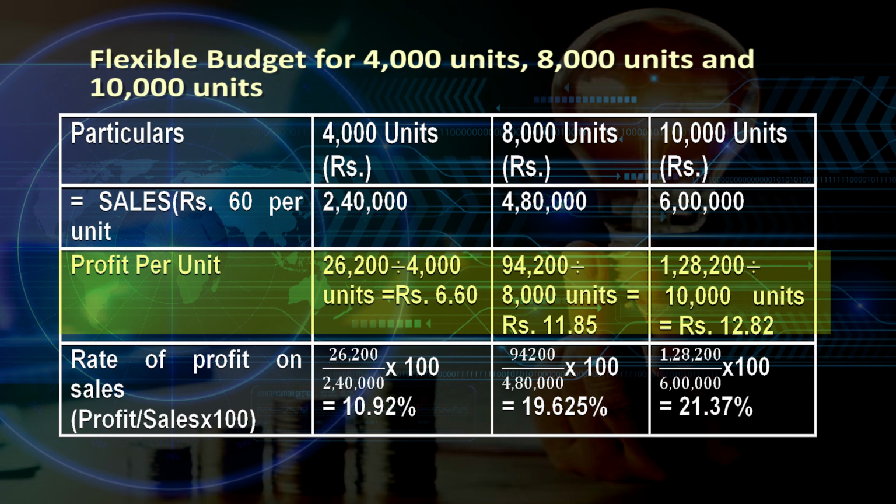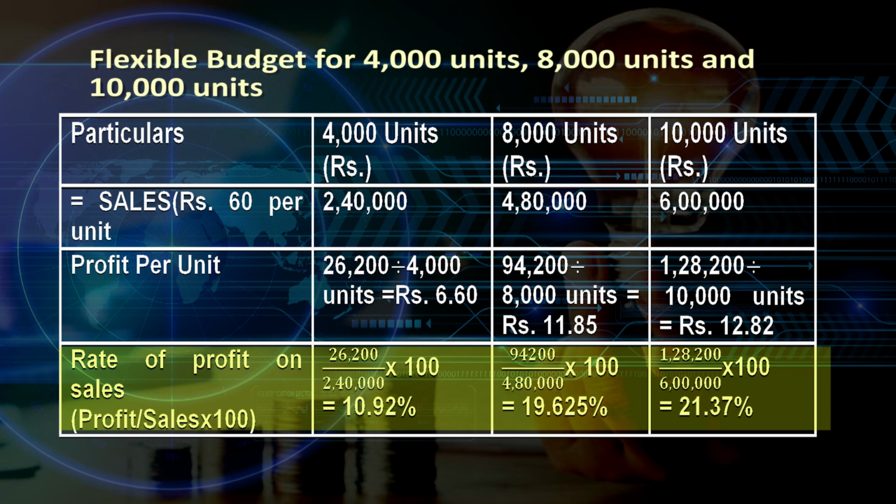If we try to calculate the rate of profit on sales, profit divided by sales as a percentage, we get 10.92%, 19.625% and 21.37% at the 3 levels of sales and production. In this case, profit per unit increases as the level of activities increases. If we examine the rate of profit on sales, it also increases with the increase in level of activities. Such information is very useful to the management for decision making.